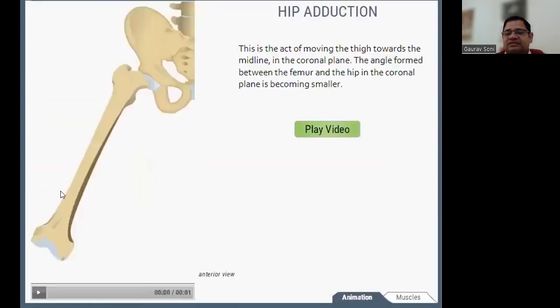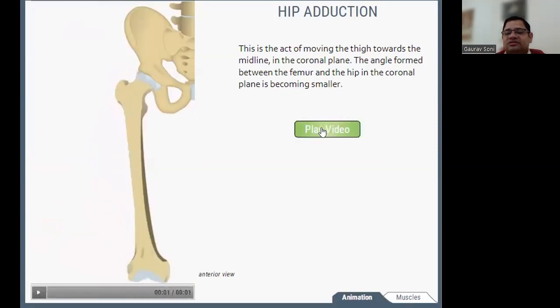Now coming to adduction, means towards the midline. So this is the act of moving the thigh towards the midline in the coronal plane. The angle now is going to be decreased. It means first of all, the leg should be already in abduction. Then only you can bring it in the adduction part. You can see the video. See, the video is starting from the already abducted position.